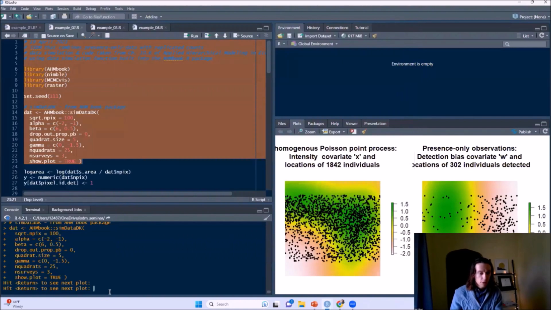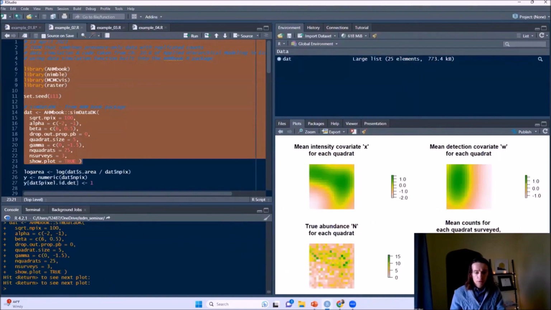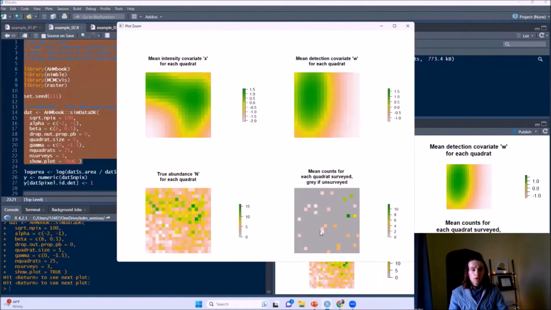All right, so we'll look at the next plot here. So here we have our count data, which is collected at a coarser resolution where we have these quadrats across this landscape. So here on the bottom left, I'm showing you the true abundance within each cell. So that's just the sum of how many points there are within each one of those cells.